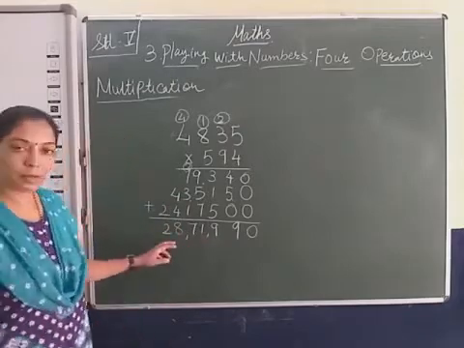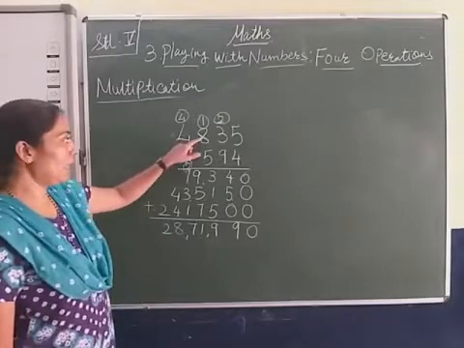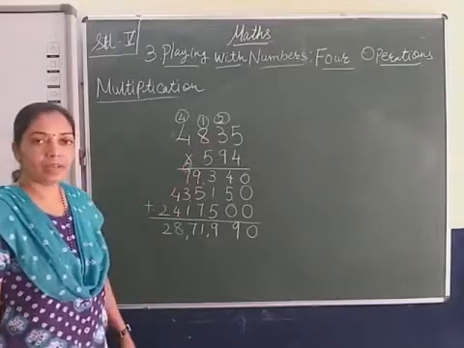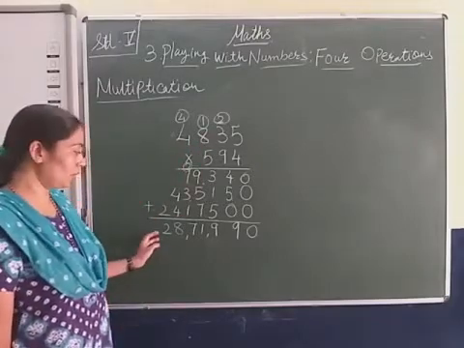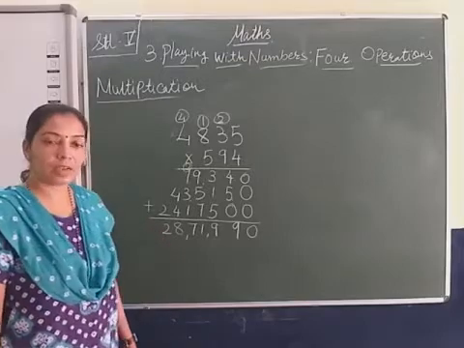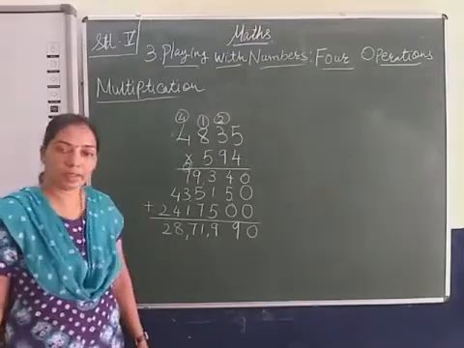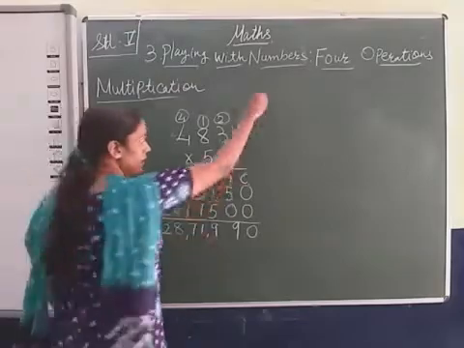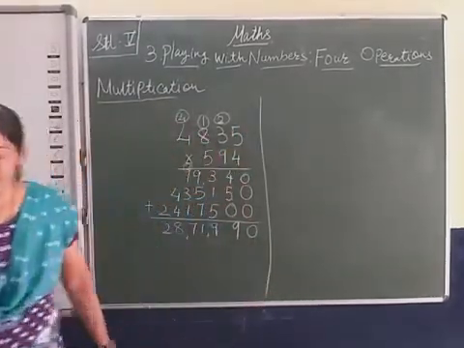Now we find the product value of 4835 multiplied by 594. We find the product as 28,71,990. Now let me show you one more example.